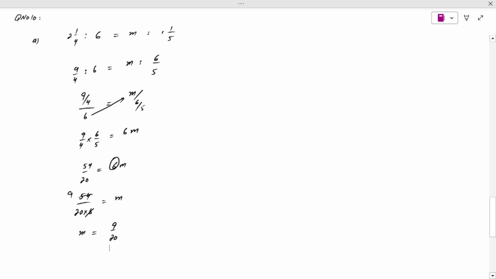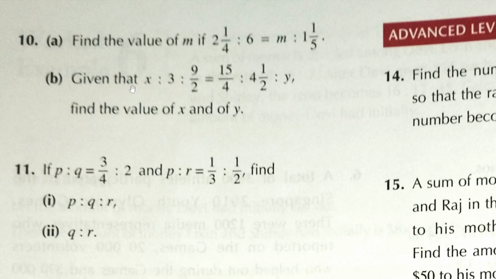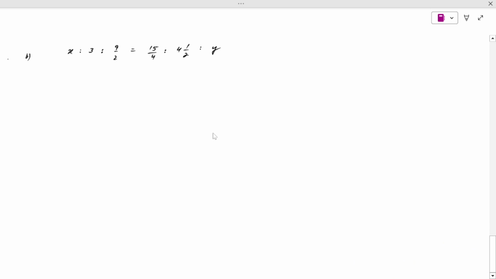Let us solve the part B, and the part B is this. Given that x ratio 3 ratio 9 over 2 is equal to 15 over 4 ratio 4 into 1 over 2 ratio y, we need to find the value of x and of y. So this is the part B, where we have two continued ratios. First, we will consider x ratio 3, and on the right side we consider these two ratios, 15 over 4 ratio 4 into 1 over 2, to get the value of x.